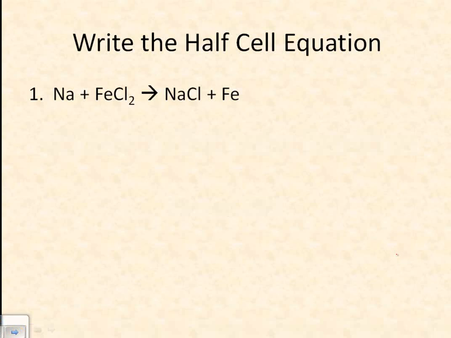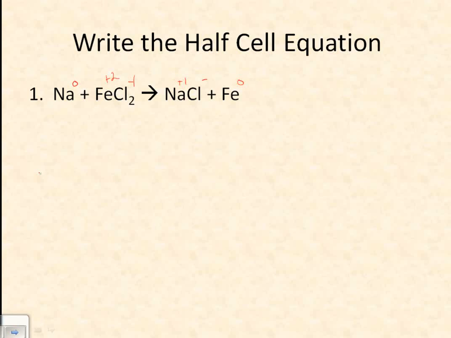Alright, so what we do is we have an equation and it's not balanced. And what we do first is we identify all the oxidation numbers. So sodium is 0 because it's an element. Iron is 0 because it's an element. Here chlorine is a -1 because there's two of them. The iron must be a +2. Sodium is +1. Chloride is -1.